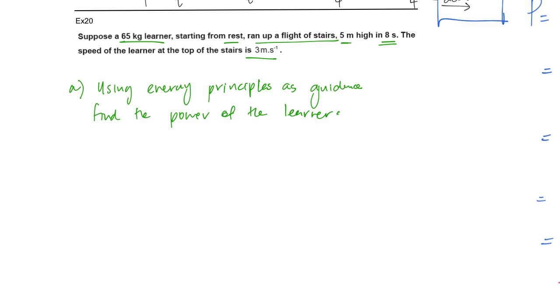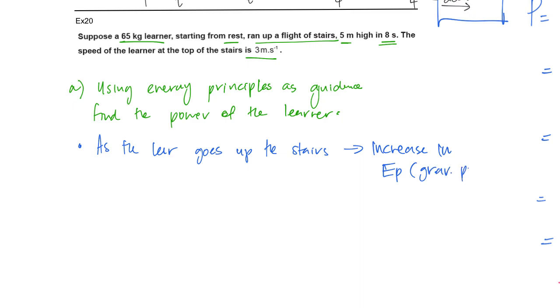So two things now. One, as the learner goes up the stairs, we have an increase in gravitational potential energy. All right, there's an increase because she's moving. When you move away from the Earth's surface, your EP increases.